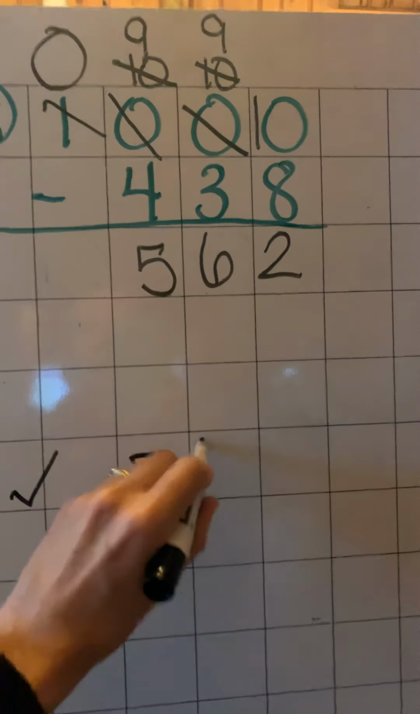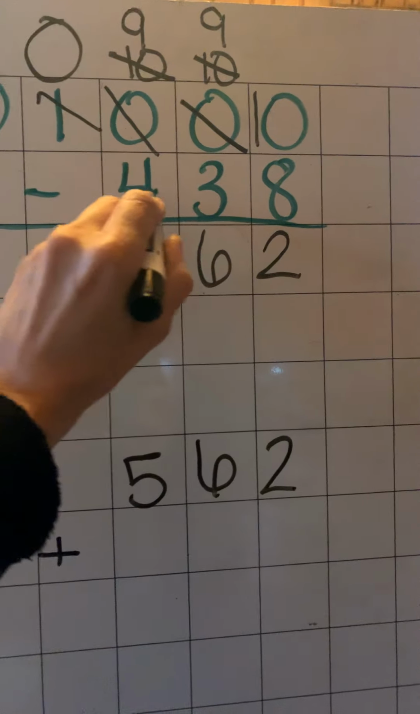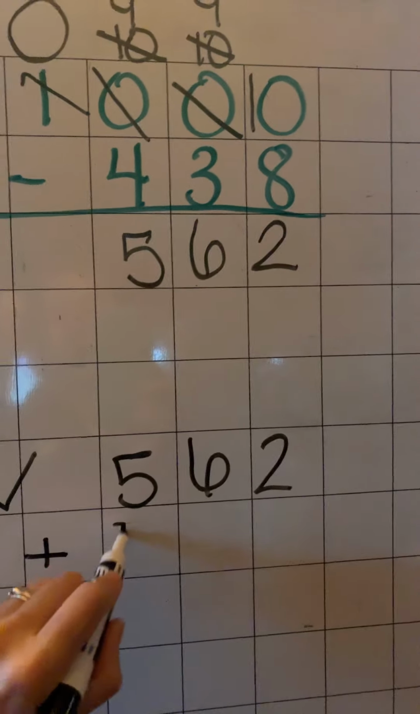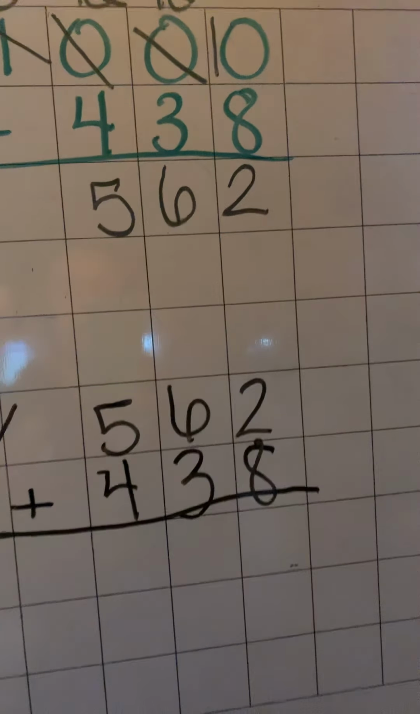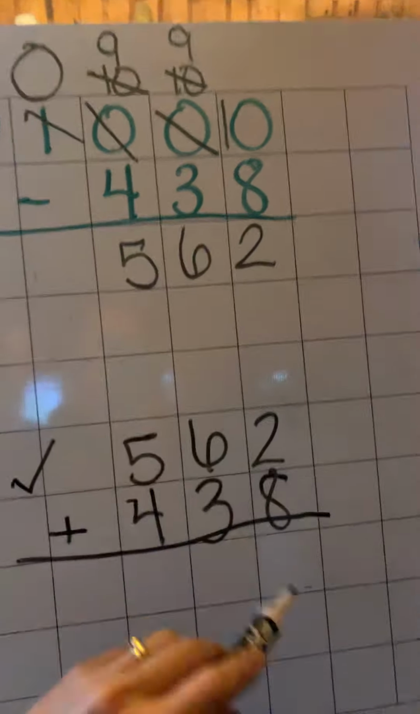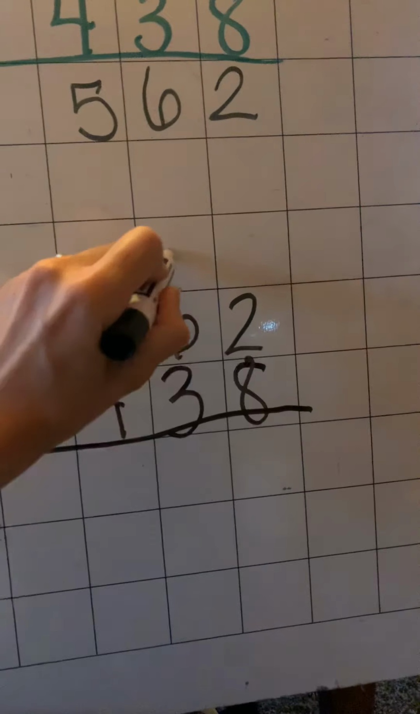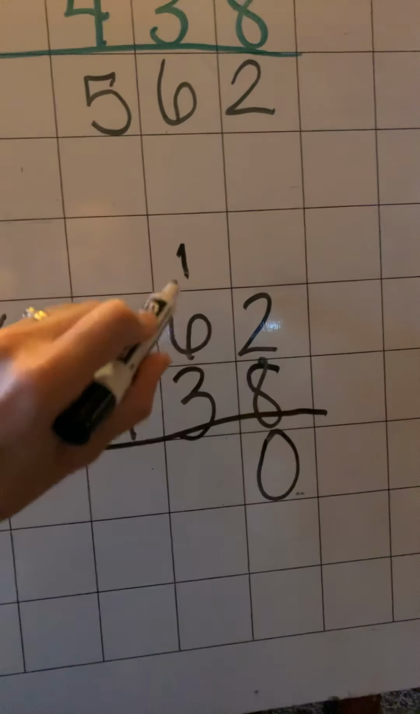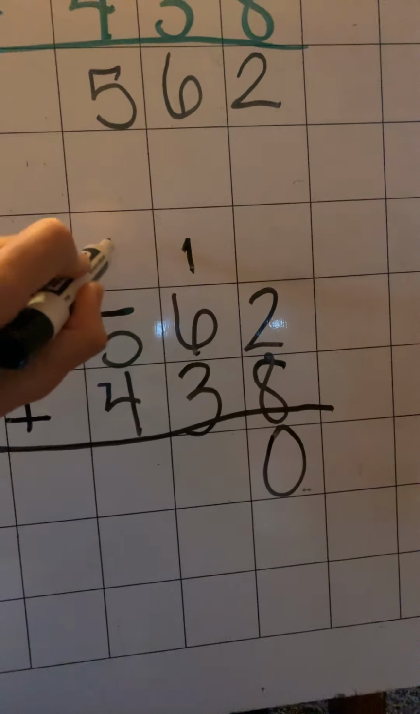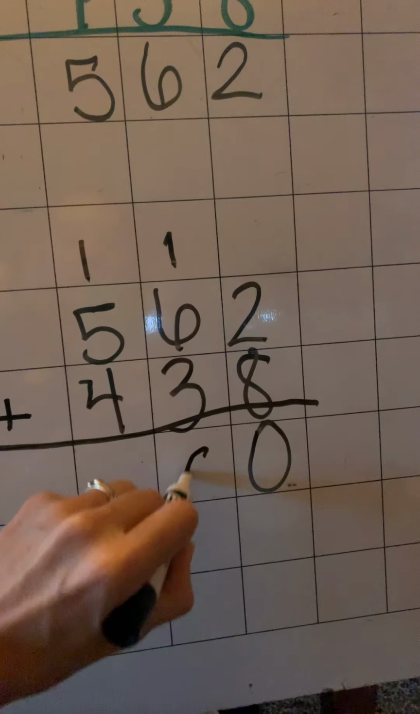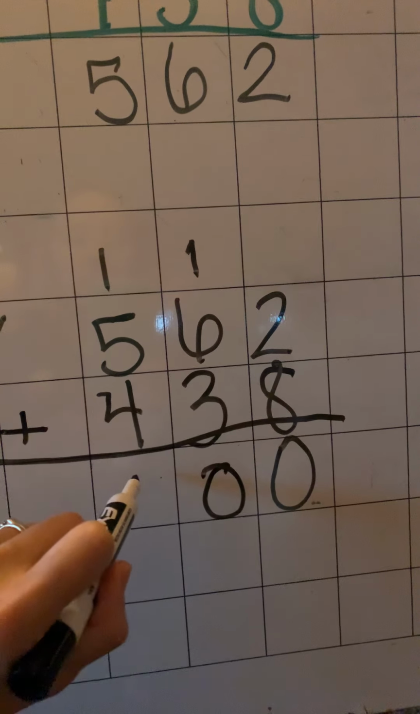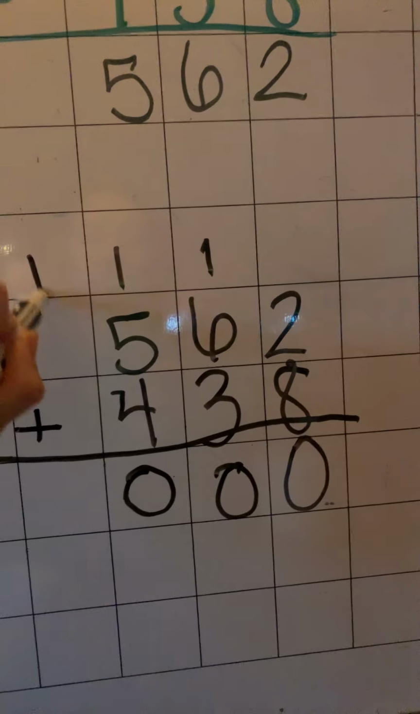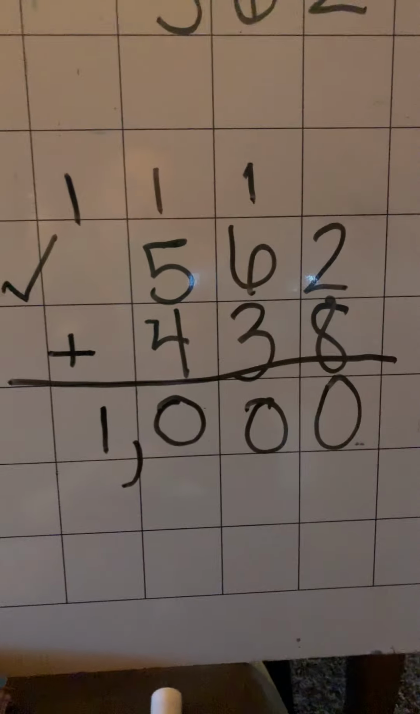All right, so now we're going to do the opposite operation of subtraction, which is addition. So 562 plus, what's the other partner, boys and girls? You are right, 438. And now we're going to add it to see if we get 1,000. 2 plus 8 is 10. 1 plus 6 plus 3 is 10. 5 plus 4 plus 1 is 10. And look at what happened. We got the total of 1,000.